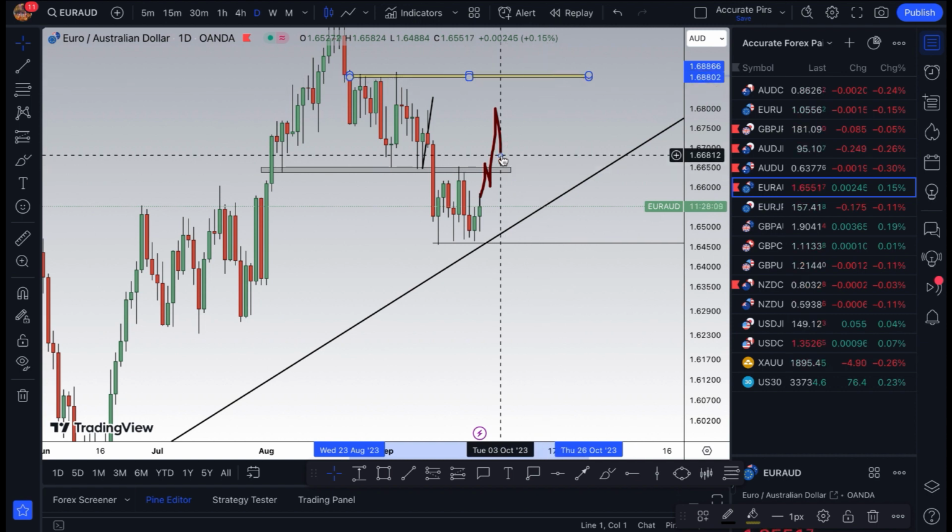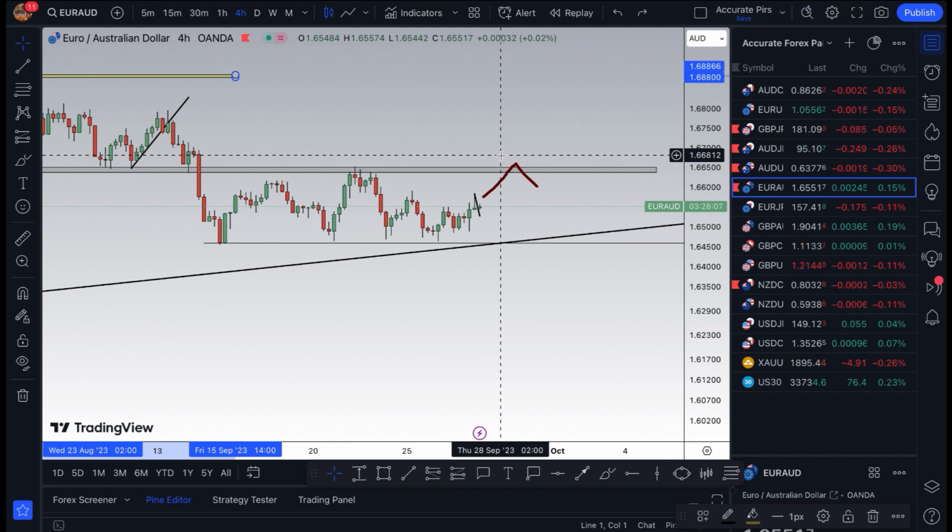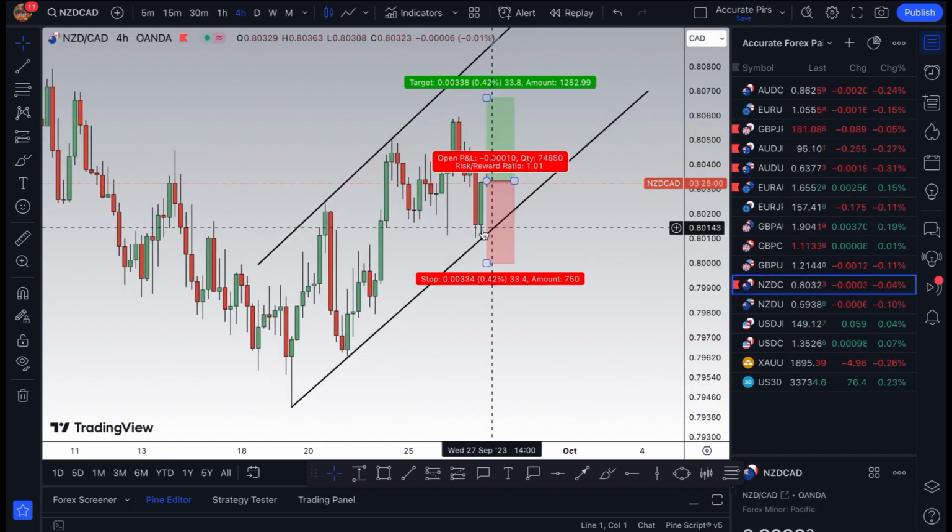So people, that is it. That is my market watch for this week. Those are 5 pairs that I got my eyes on for this week. Currently in NZD/CAD. I'll let you know how that goes.